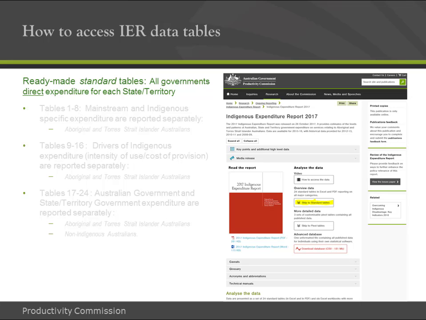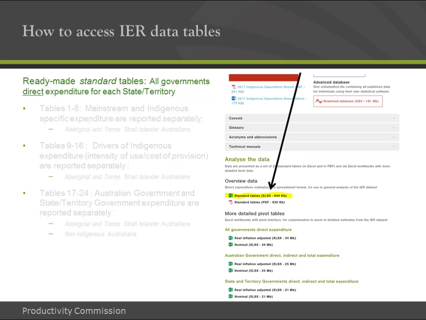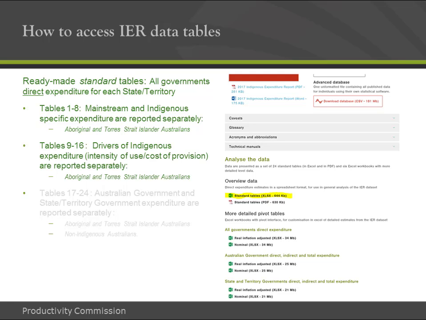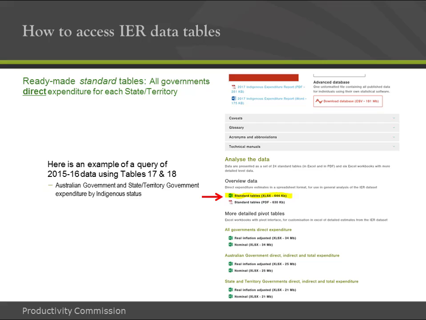24 standard tables cover 3 groupings of direct expenditure depending on what you want to know. Tables are in one spreadsheet workbook. Get this document by clicking on Skip to Standard Tables on the report webpage, beside the image of the 2017 report. The 24 tables cover 3 types of expenditure: mainstream and Indigenous specific, drivers of Indigenous expenditure, and disaggregated expenditure for Australian government and state and territory governments. Here is an example of someone using tables 17 and 18.